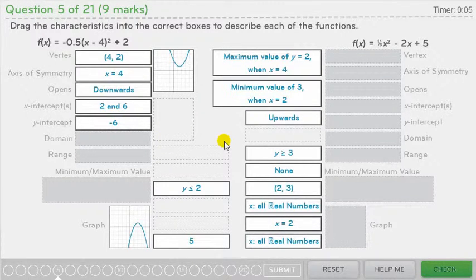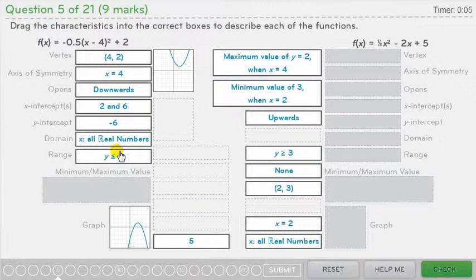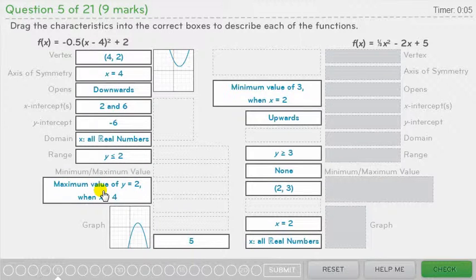The domain of any parabola opening up or down is all real values. And the range is that y must be less than or equal to that highest point. So that highest point is right there at 2, so y must be less than or equal to 2. Lastly, because it has a maximum value, we know that y equals that highest point, that maximum value at 2, and that occurs when x equals 4.